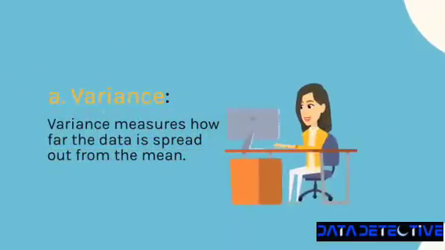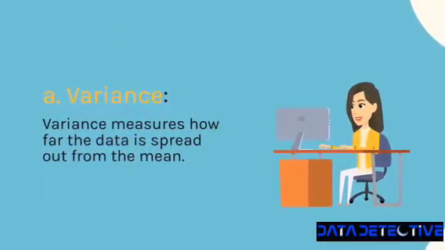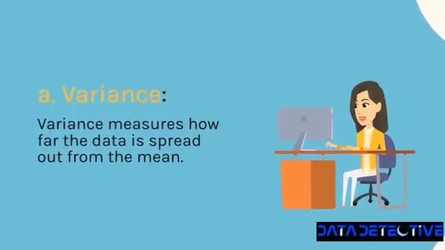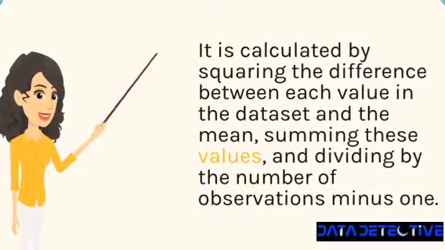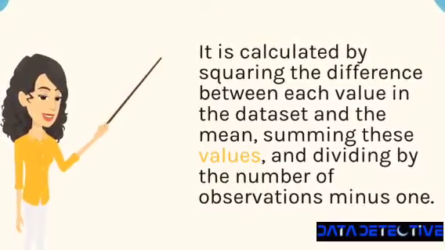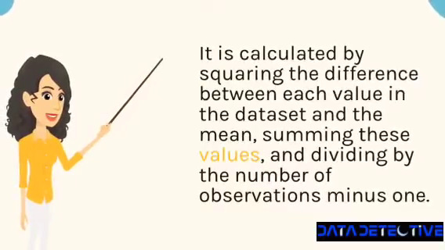A. Variance. Variance measures how far the data is spread out from the mean. It is calculated by squaring the difference between each value in the dataset and the mean, summing these values, and dividing by the number of observations minus 1.